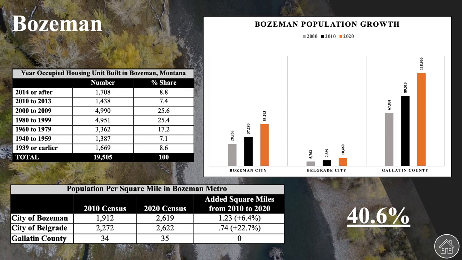Like Boise, both the city of Bozeman and the city of Belgrade increased their population per square mile from 2010 to 2020. So did Gallatin County. But again, it should be noted that while they did increase their population density in these respective municipalities, they also annexed land into their municipalities to accommodate additional population growth, and much of this construction came in the form of single-family detached homes.